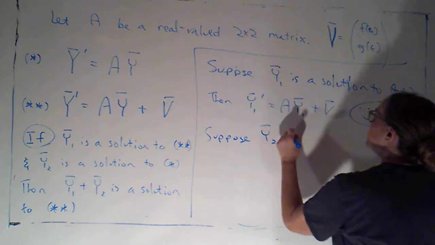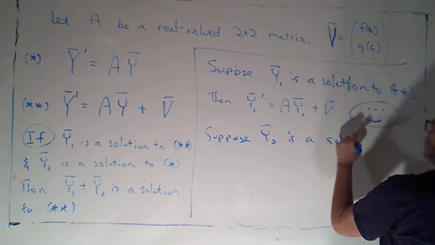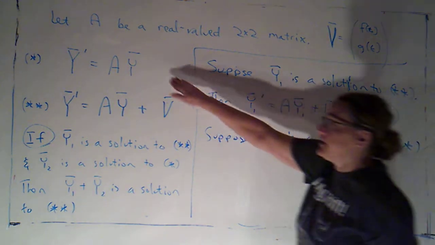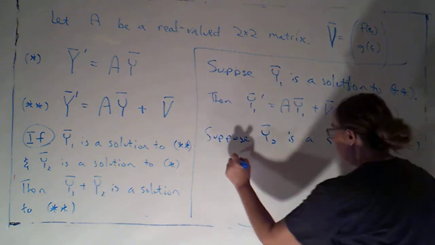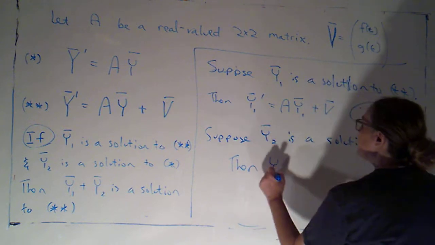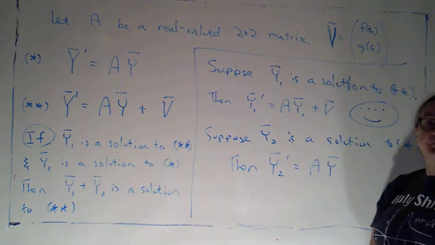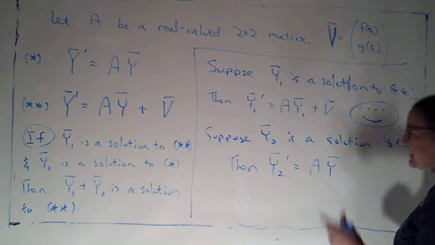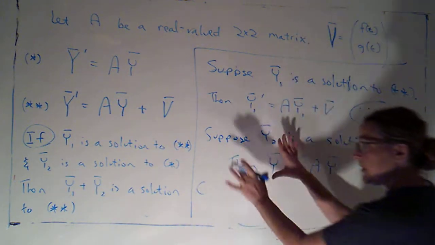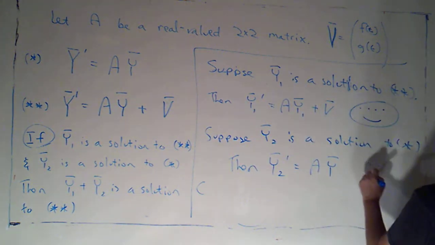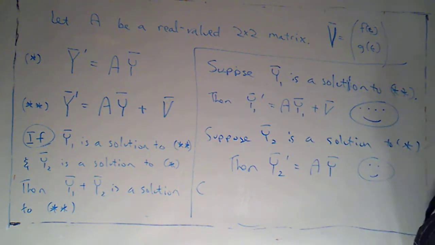Suppose that y2 is a solution to star, which would be the associated homogeneous equation, and I know what that means. Then y2 prime is equal to a times y2. Okay. So I've supposed the if, and I've spelled out what it means. Let's call that smiley face, because I'm going to need to refer back to that.